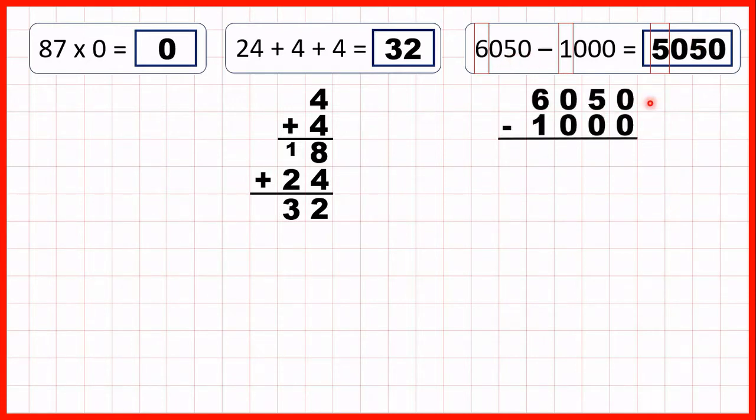We could also use column subtraction for this. 0 minus 0 is 0, 5 minus 0 is 5, 0 minus 0 is 0, and 6 minus 1 is 5. But where you can, especially for these early questions, try to use mental methods rather than the column method to save time.